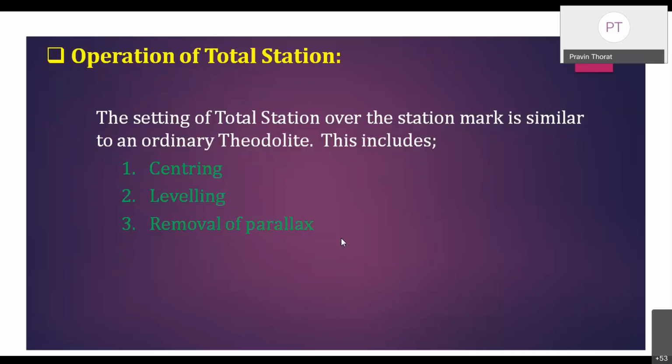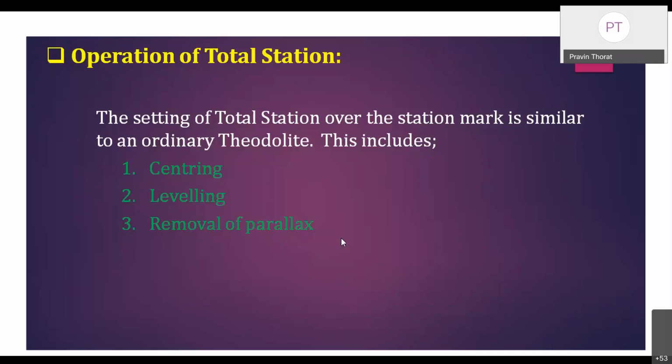Because the total station contains delicate electronic components, they are not as rugged as an ordinary theodolite. So we cannot handle the total station roughly. They must be picked up and transported carefully, handled gently, and carefully removed from their case. While removing, we have to take out the total station by picking the handles and removing it gently from the case.